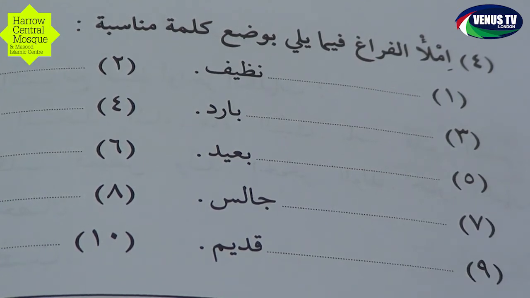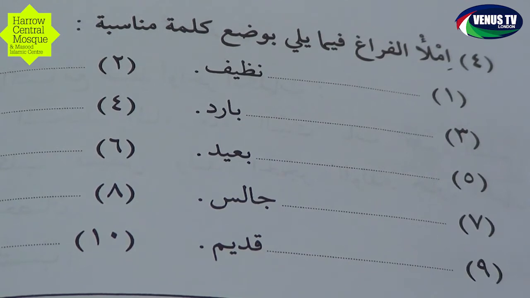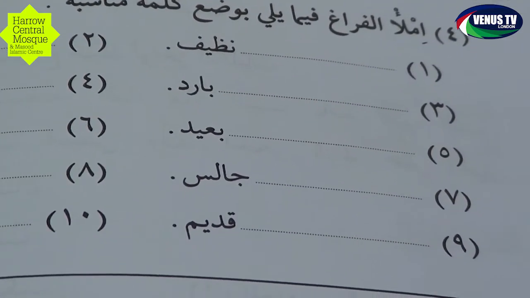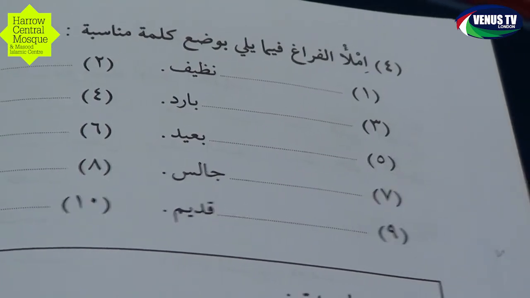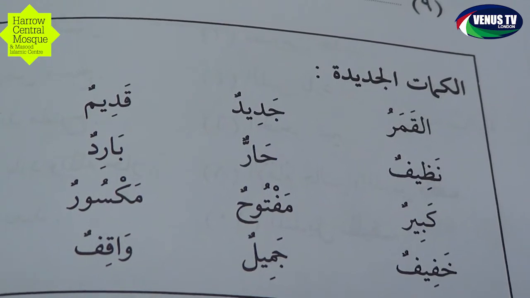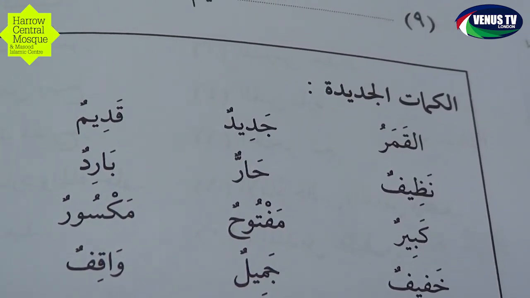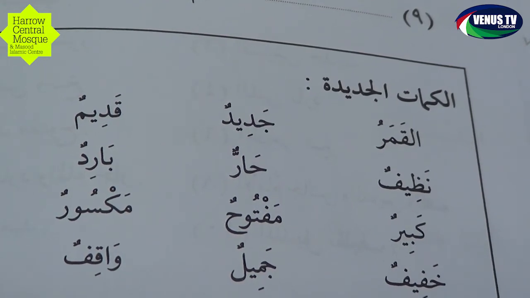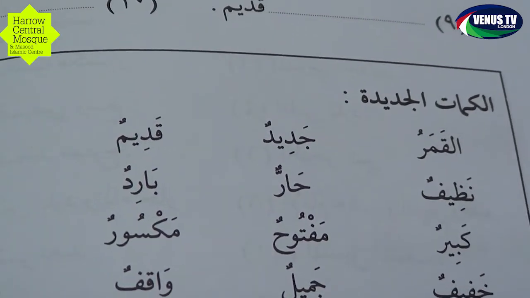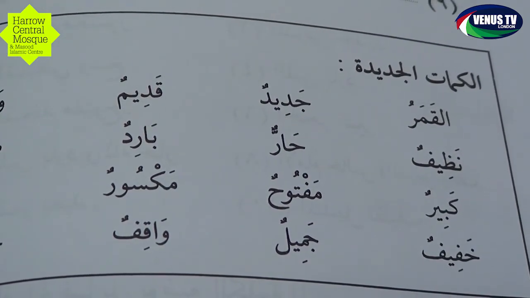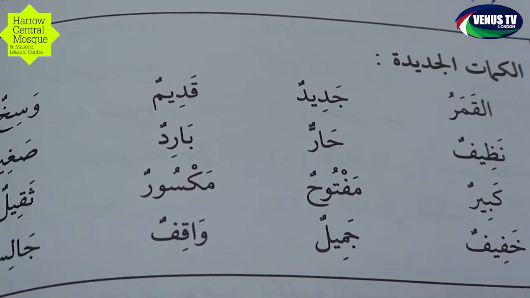Al kalimatu jadida. Al kalimat, you know what it means? The word. Al kalimat is plural, right? What's the singular of al kalimat? Kalimatun. Al jadida, new. So what does al qamar mean? If you don't know these words, please do write them down, because they will help you in your exercise and your homework, when you fill in the blanks, so you know which word you can put in. So al qamar means moon.